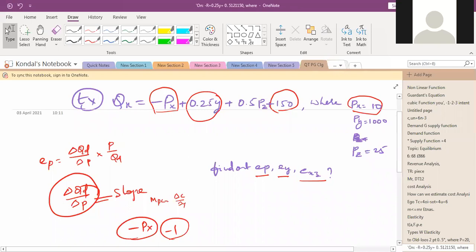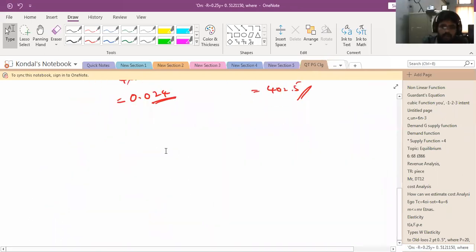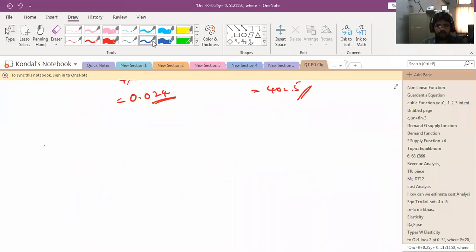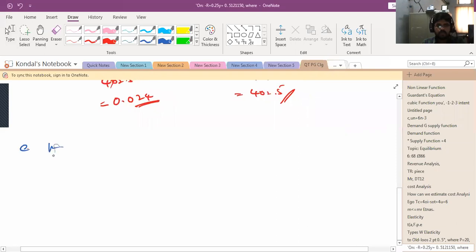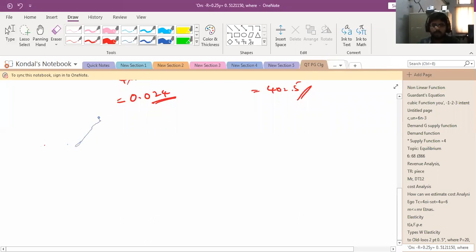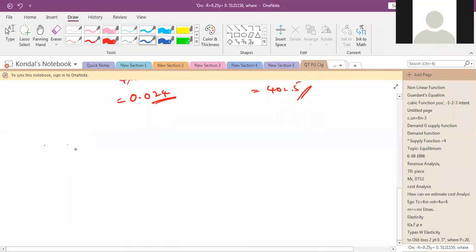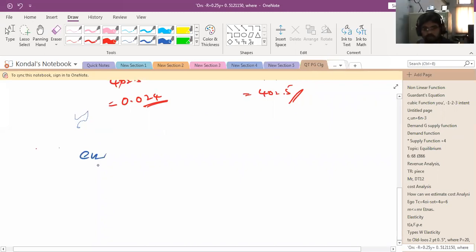Yes sir. So therefore next, if you take into account, that is the elasticity of income, elasticity of income. So what is the formula of elasticity of income?